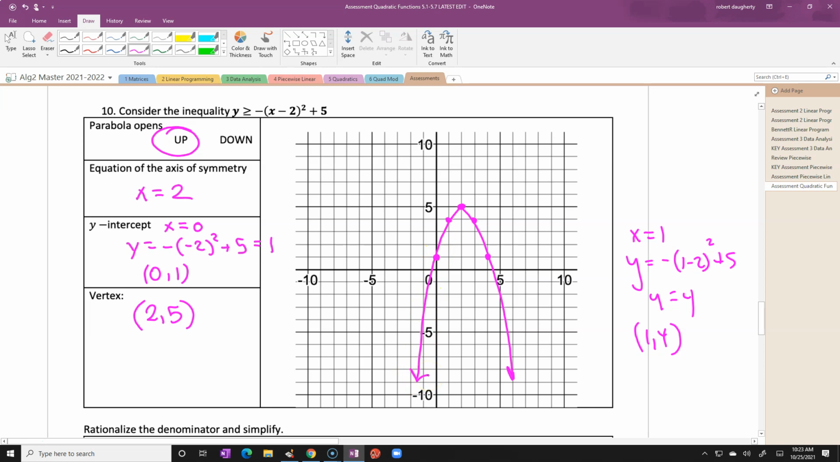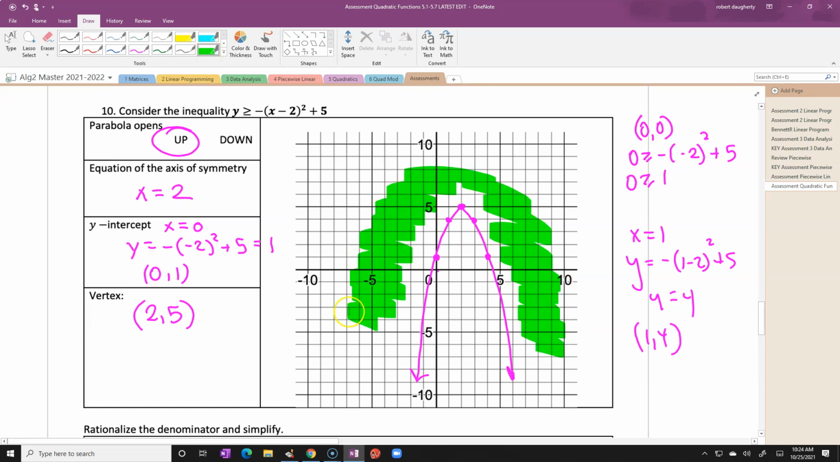Now I need to know where to shade. So in order to shade this, let's try a point 0, 0, which is right there, and see if it fits the inequality. So if you plug in a 0, 0 into that equation, you're going to get 0 greater than or equal to minus negative 2 squared plus 5. 0 is greater than or equal to 5 minus 4, which is 1. That is not true. So 0, 0 is not part of my solution. So I shade the area that does not contain 0, 0. And that would be the solution there.